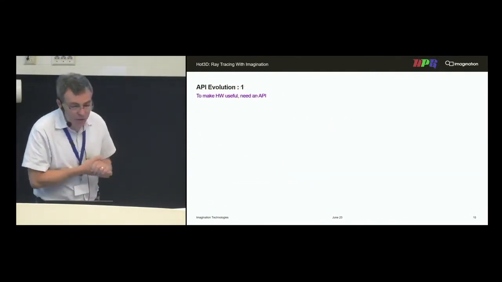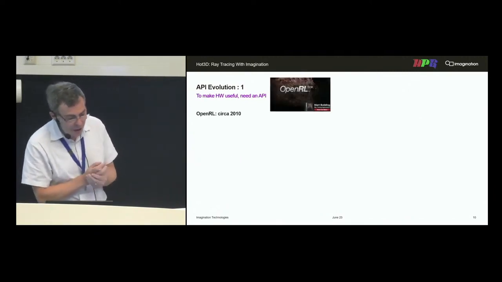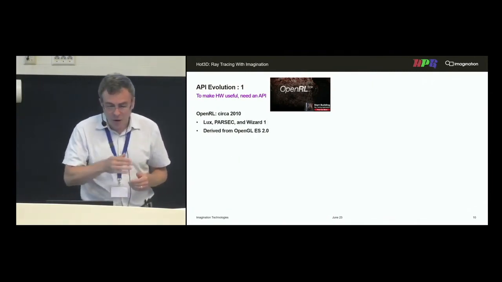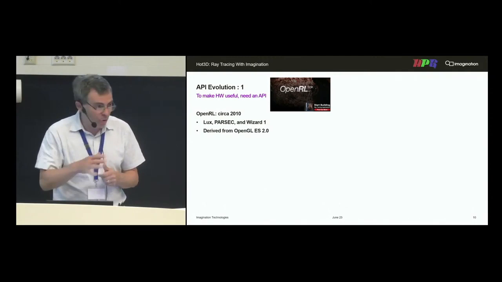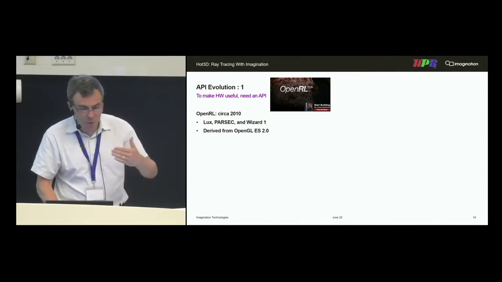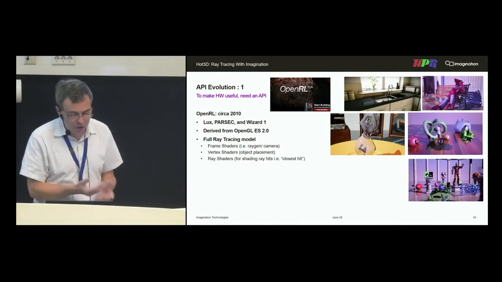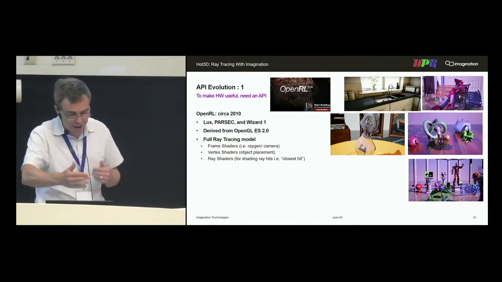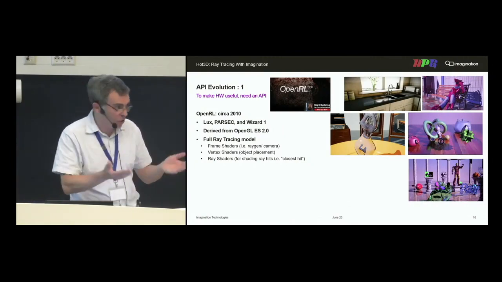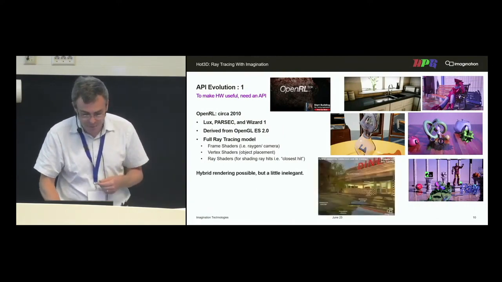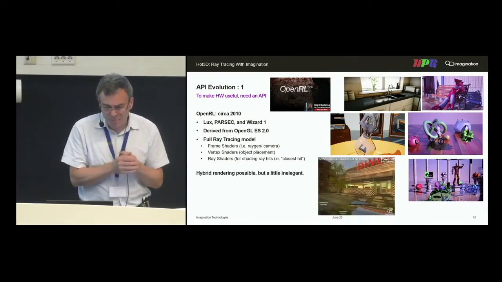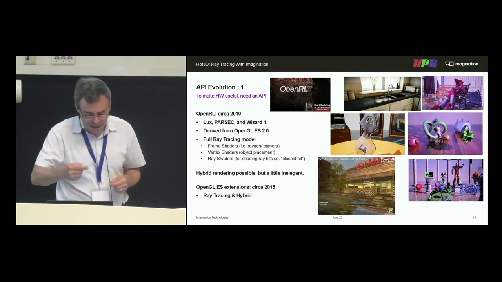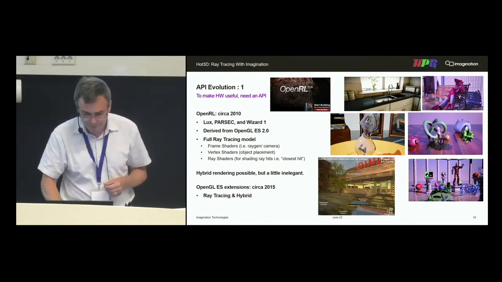So to make hardware useful, you need an API. Around 2010, we introduced OpenRL, which ran on Lux, Parsec, and Wizard, and that was derived from OpenGL ES2, so it was aimed to be familiar to developers. That was a full ray tracing model. You had frame shaders, basically ray gen, vertex shaders for doing your object placement, and then ray shaders for basically shading your hits, closest hit shader, for example. You could also do hybrid rendering, but it was a little bit inelegant. So later there was an OpenGL ES extension which basically supported both.